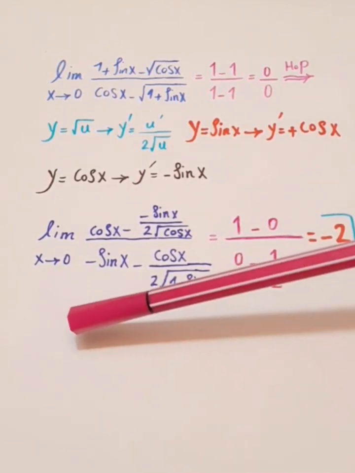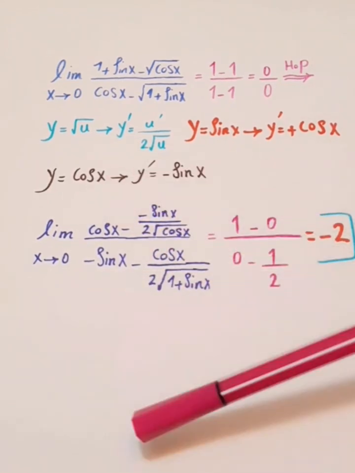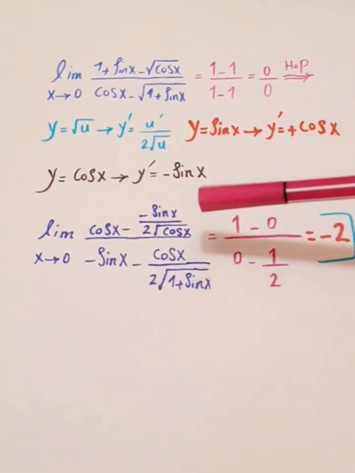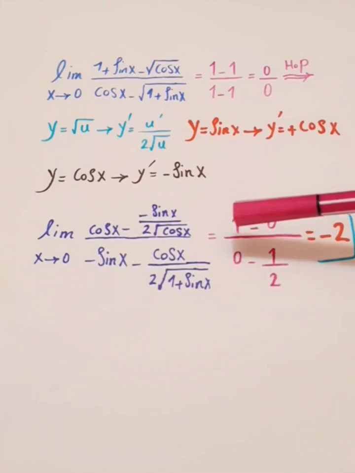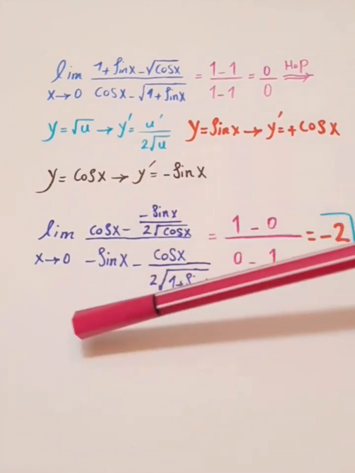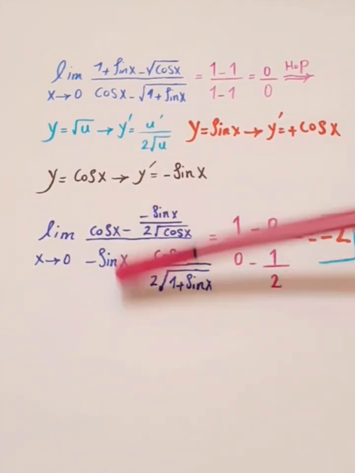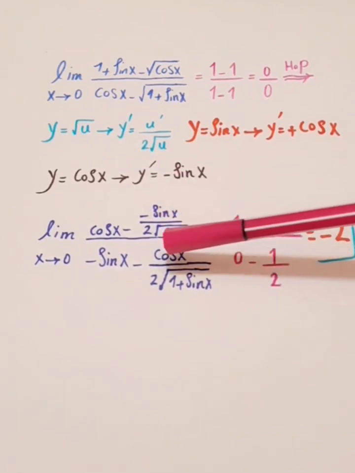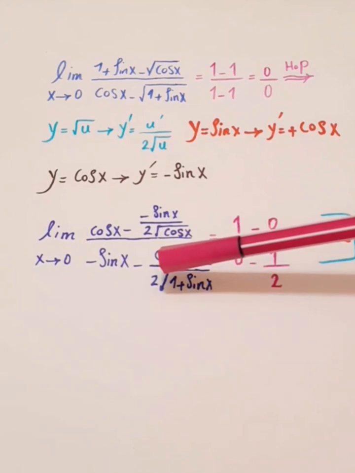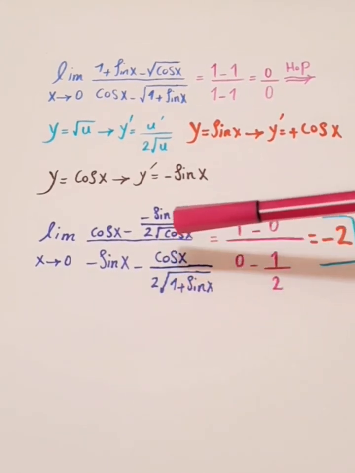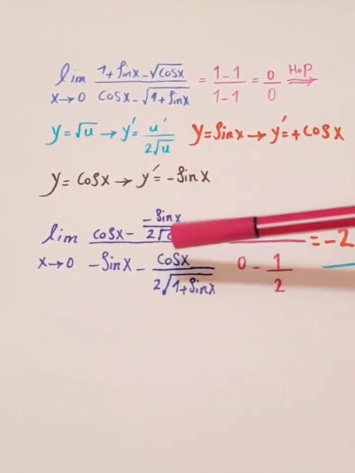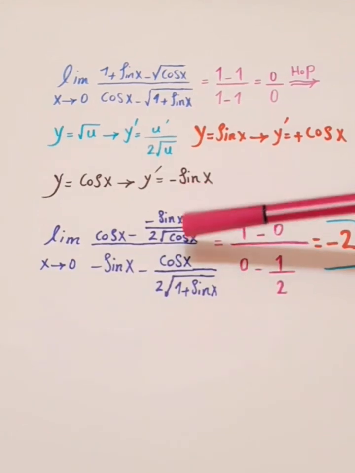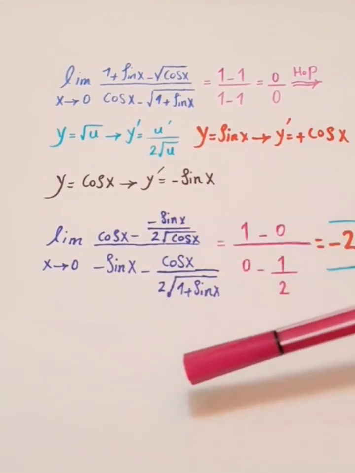Now you can put 0 in this function, and we can write 1 plus 1 minus 0. Why? Because the cosine of 0 is equal to 1 and the sine of 0 is equal to 0, over 2. Why? Because the cosine of 0 is equal to 1 and the square root of 1 is equal to 1. 1 times 2 is equal to 2.